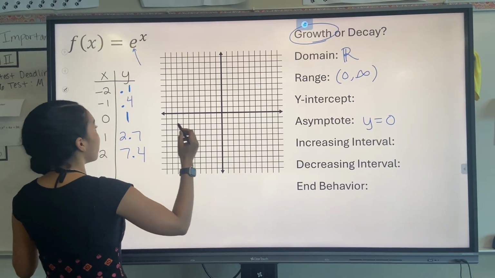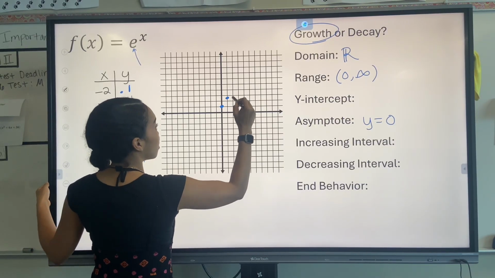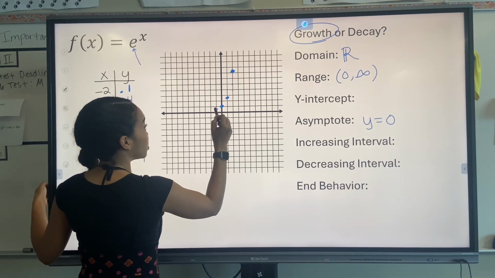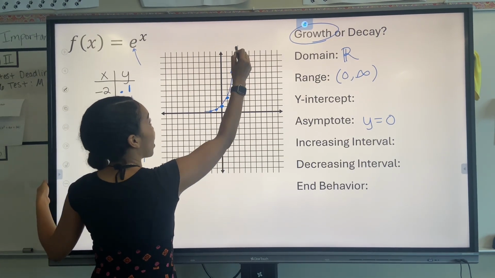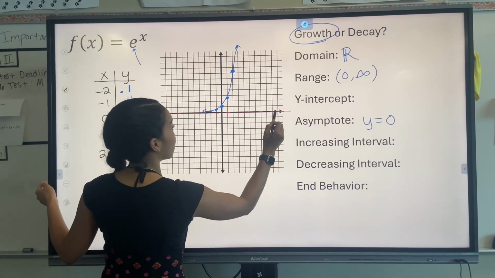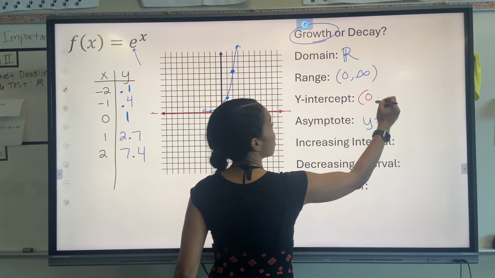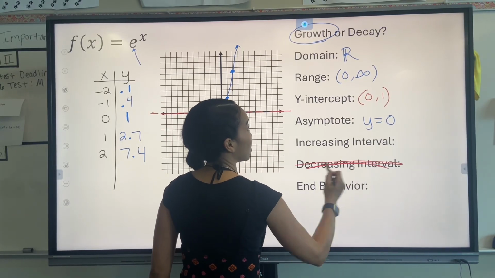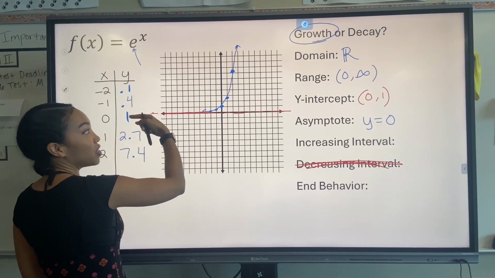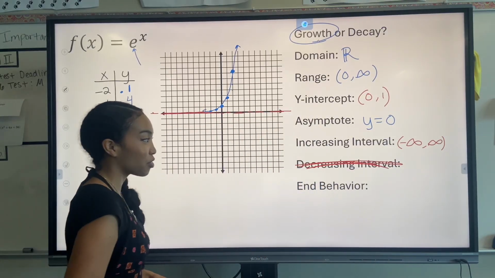Okay, so I'm going to go ahead and graph it. 0, 1 is right here. 1, 2.7. 2, 3, 4, 5, 6, 7.4. And these are very small. So this is what your graph should look like. Your asymptote, always draw your asymptote. This is your asymptote at y equals 0. Your y-intercept is at 0, 1. It's never decreasing. It's a growth, so it's always increasing. It's increasing all the way from negative infinity to positive infinity. It is always increasing everywhere. So that's what you put for increasing interval.